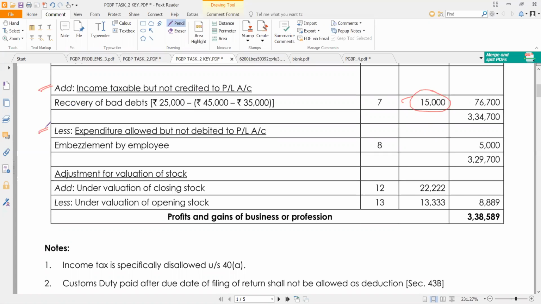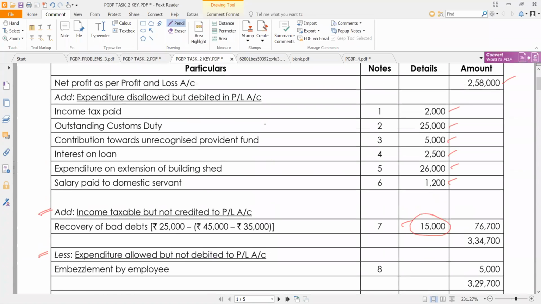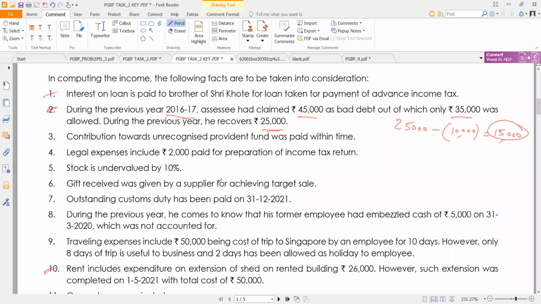Then some more things to be deducted, for example, expenditure allowed but not debited to P&L. Here one of the points was given. Anyway, the first 2 points are already taken care of. The third point says contribution towards unrecognized provident fund was paid within time. Anyway, doesn't matter. Even though you paid within time, it is still not allowed as a deduction. Legal expenses include 2,000 paid for preparation of income tax return.